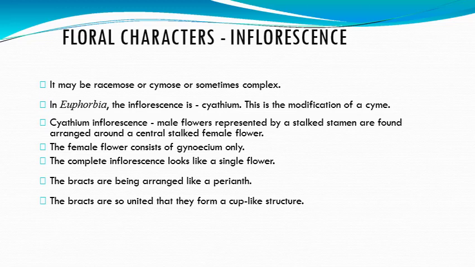So five cymose clusters of male flowers surround the female flower. In the cyathium or special inflorescence, the female flower ripens first and then the male ripens. So this order of development is like a cymose cluster. The female flower consists of gynoecium only, and the male flowers are represented by a stalked stamen that is found arranged around the central stalked female flower.